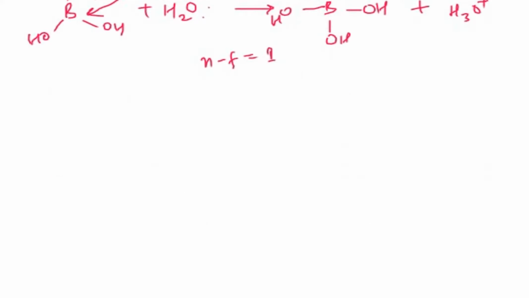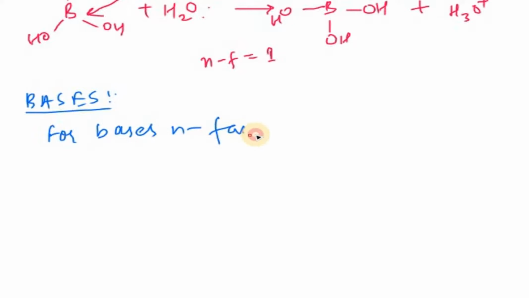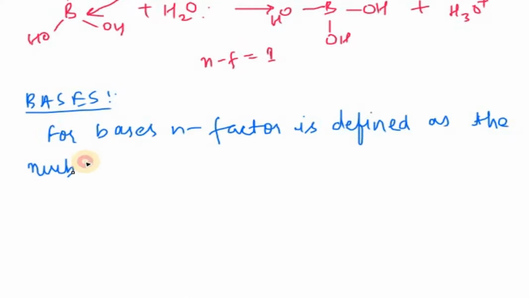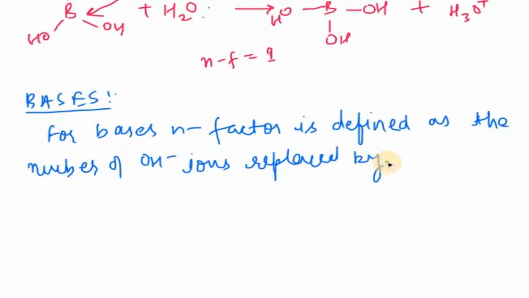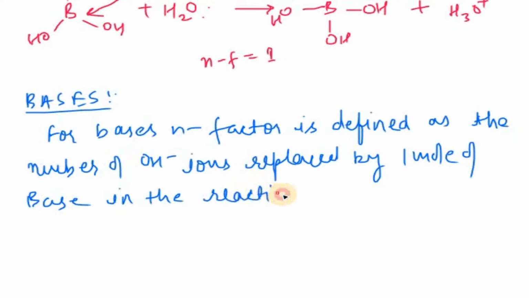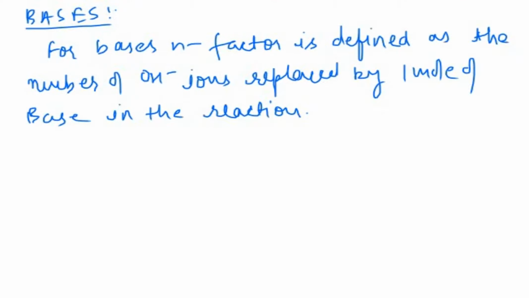Now we gonna look again at the bases. How we calculate the n factor of a base. So again for bases, n factor is defined as the number of OH minus ions replaced by one mole of base in the reaction. So here again it is defined as the number of ions. If we have a base, how many OH minus it could have.